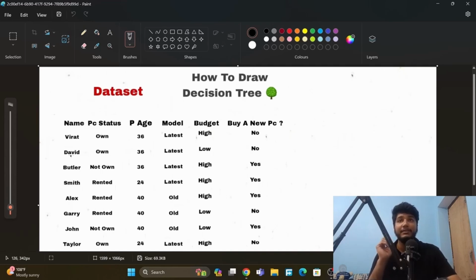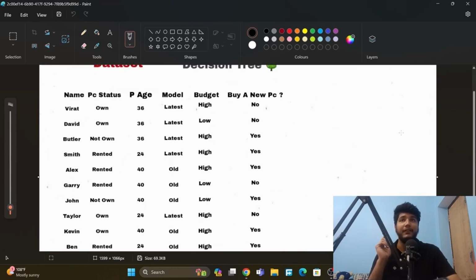Here we have person name and their PC status, the person's age and their model and budget, and on the basis of that data we are predicting whether they should buy a PC or not. For example, Virat owns a PC. He is 36 years old. He has the latest model of the PC and his budget is high. Should he buy a new PC or not? No. Many more rows of data are available like this. These are all attributes. On the basis of these attributes, we are predicting should we buy a PC or not? Yes or no? This is the decision.